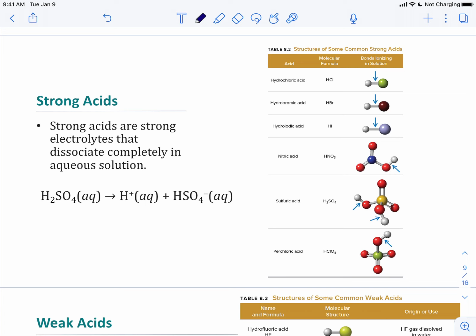Strong acids are strong electrolytes. They completely ionize in solution. So if I was to analyze the solution, once I've added it to water, I find very little of this present.